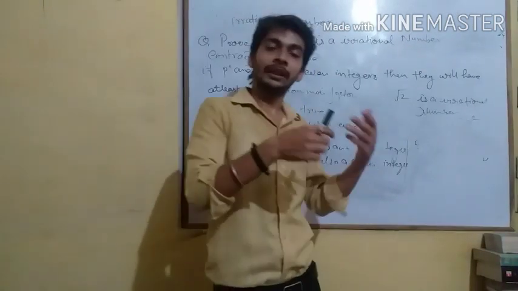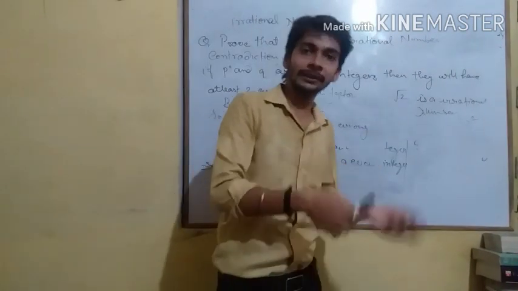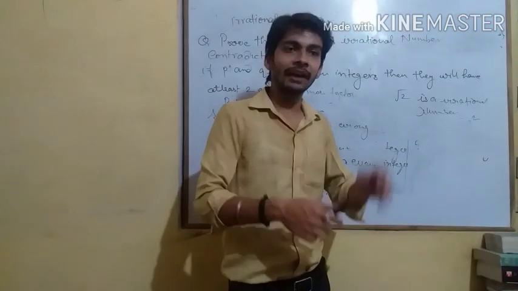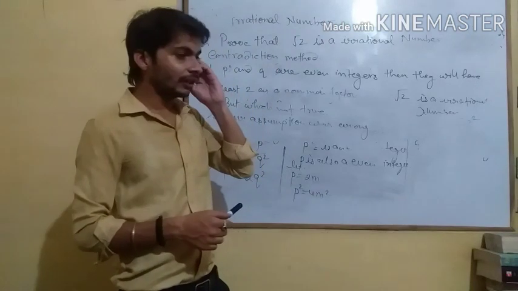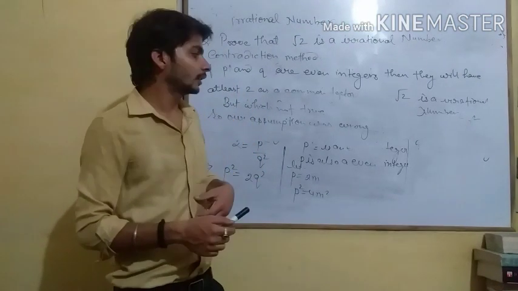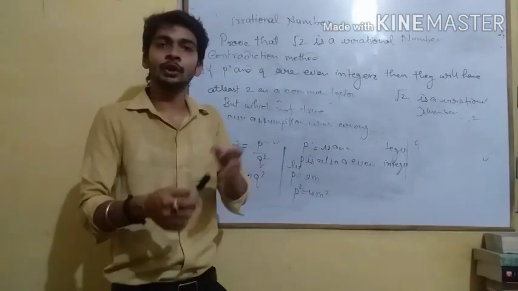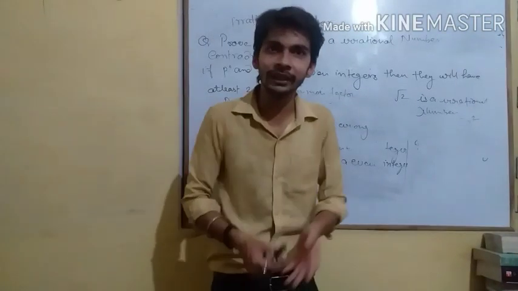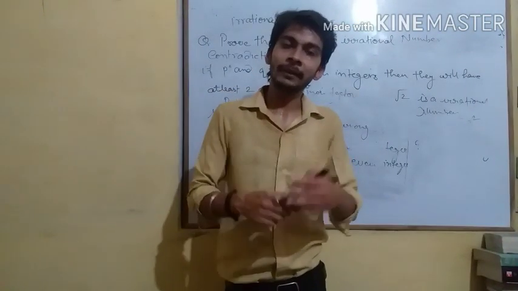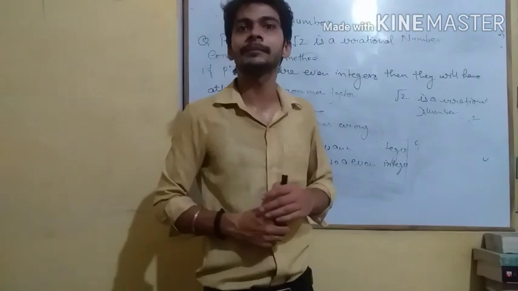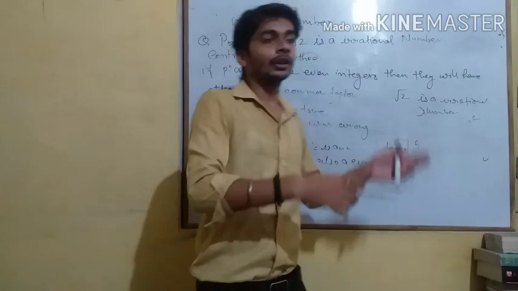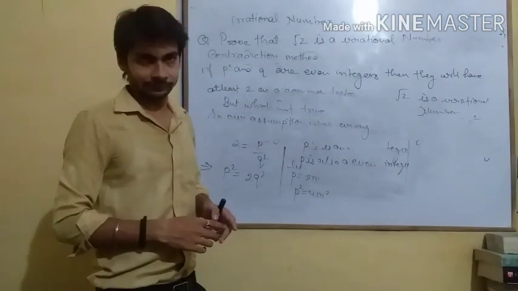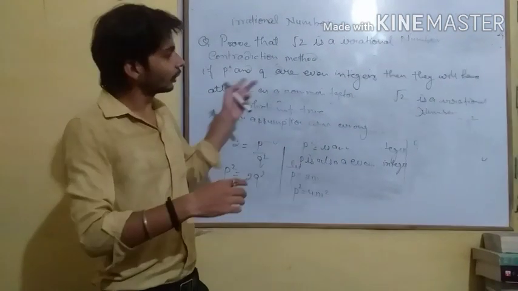And here, according to our assumption, we have p and q with no common factor, but here we proved that p and q both are even integers. If they are even integers, then we must get at least 2 as a common factor. So our assumption was wrong and root 2 is an irrational number. So this is your contradiction method.